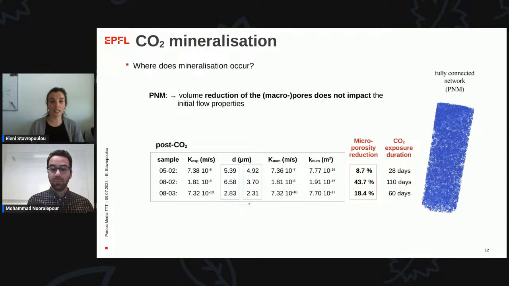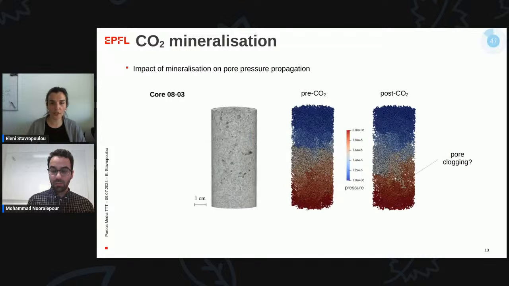We show here that indeed it's not the big pores that impact flow, it's rather the small pores. And as I said, we have all this rich information in this pore network model, where we can see some more precise localized phenomena that happen in our material. So here we see the pore network model of our samples before and after CO2 exposure, and this is the pressure front, the pressure propagation, 2 to 1 MPa on each side of the material.